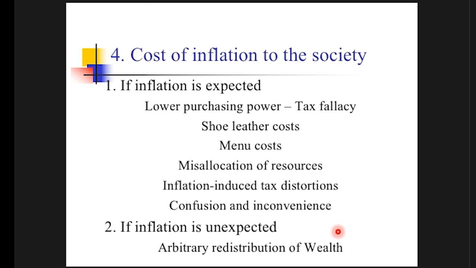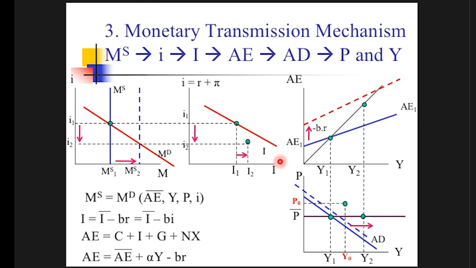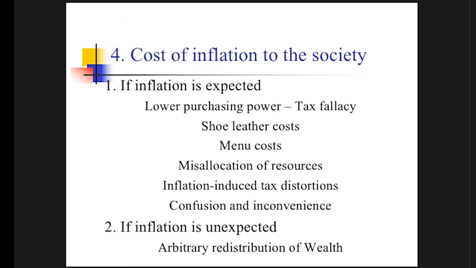So this is the end of the explanation for two kinds of effects of money in the economy. Firstly, we explained the effects of money on the economy using the monetary transmission mechanism. And second, we explained the effect of money leading to the cost of inflation to the society. So this is the end of part 2, lecture 3.